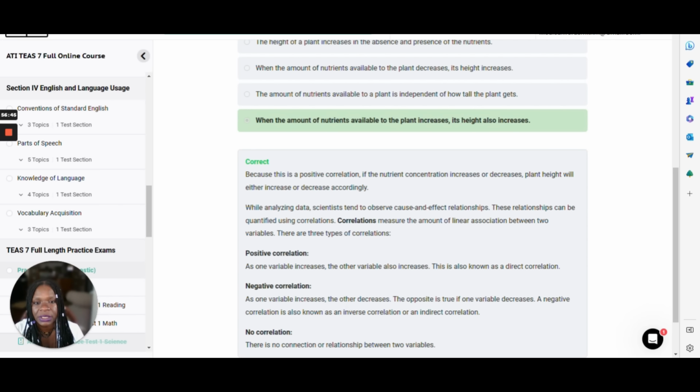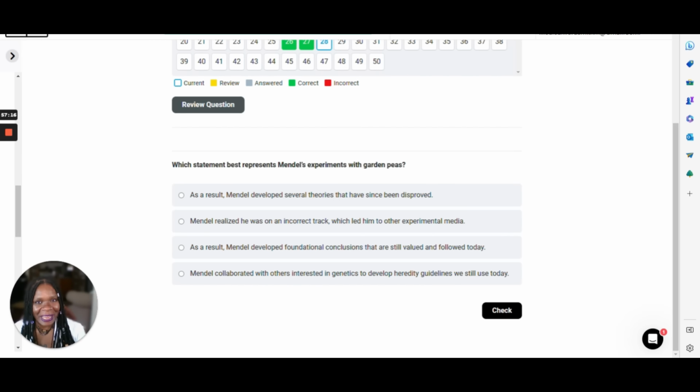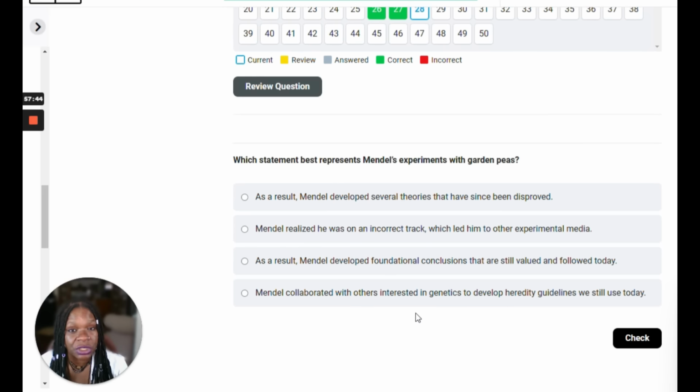Because of this positive correlation, if the nutrient concentration increases or decreases, the plant height will either increase or decrease accordingly. So you guys, next question. Which statement best represents Mendel's experiment with garden peas? Was it, as a result, Mendel developed several theories that have since been disproved? Mendel realized that he was on an incorrect track, which led him to other experimental media. As a result, Mendel developed foundational conclusions that are still valued and followed today. Or was it Mendel collaborated with others interested in genetics to develop heredity guidelines that we still use today?